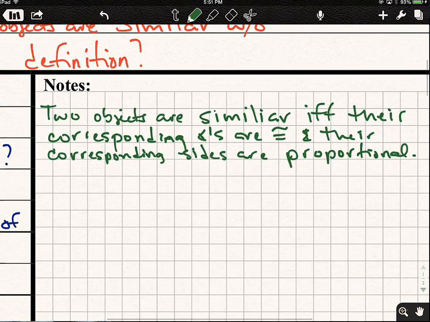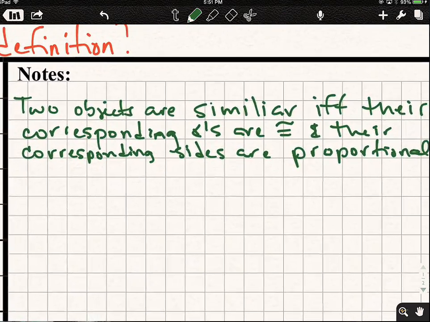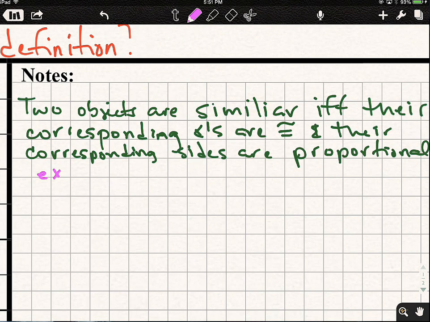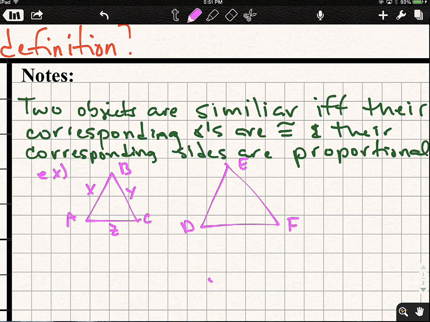Okay, so let's talk about what that means just a little bit. To give you an example of what I'm talking about, let's rock this one in pink. I have this triangle, let's call it ABC, and let's call its side lengths X, Y, and Z. Then we have this other object, let's call it triangle DEF, and let's call its side lengths W, V, and T. We have these angles over here.